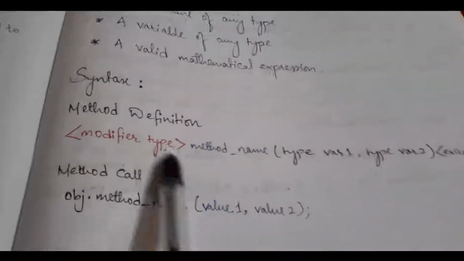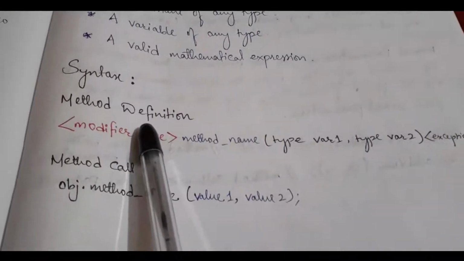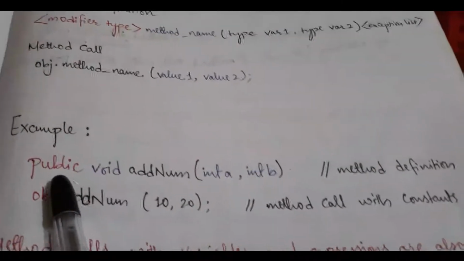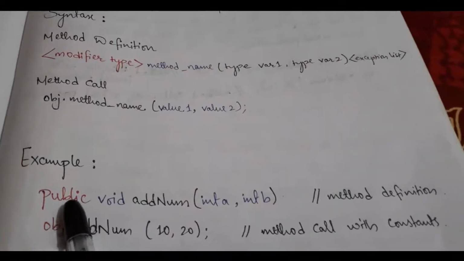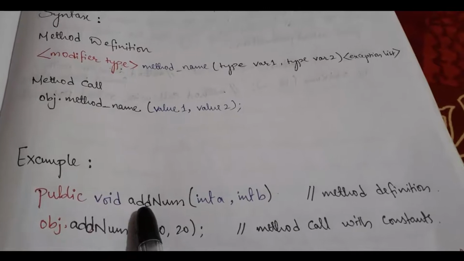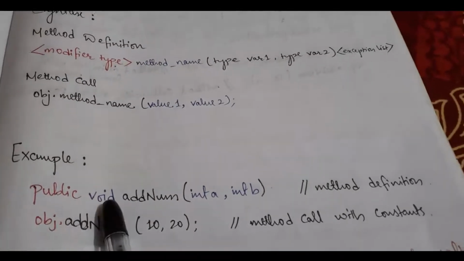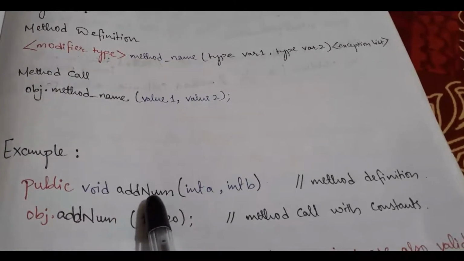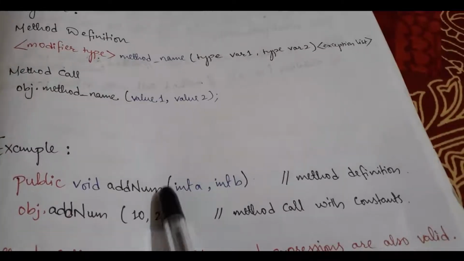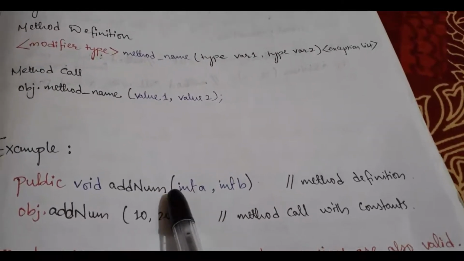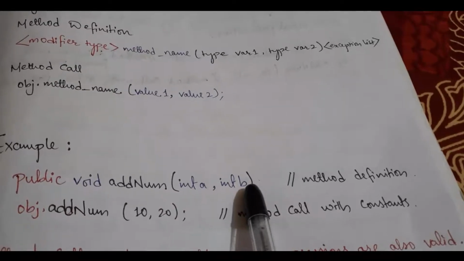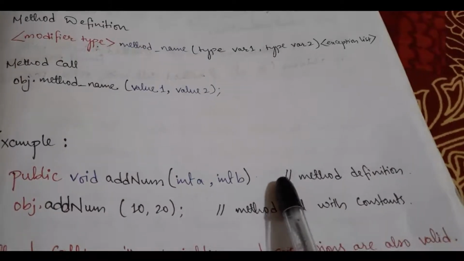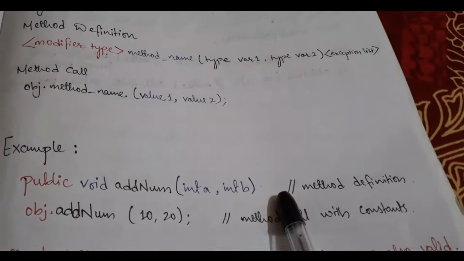Now the same format, if I want to explain with the example, for this one I have written the example here. Here the modifier type is public, and the method name is addNum. So I have written public void here, and the name of the method or function is addNum, and inside the parameter list I have mentioned the parameters which are of integer type, int a comma int b. So this is considered as the method definition, which I have written by using the single line comment.